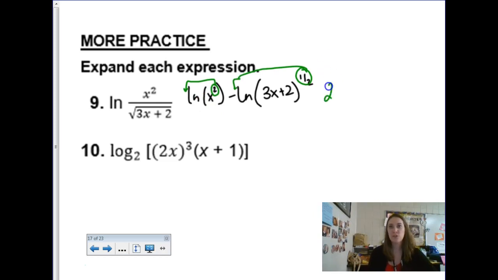So we have 2 times the natural log of x minus 1/2 times the natural log of 3x plus 2. And remember, you cannot break up an addition problem inside of a logarithm. Nothing happens with that.